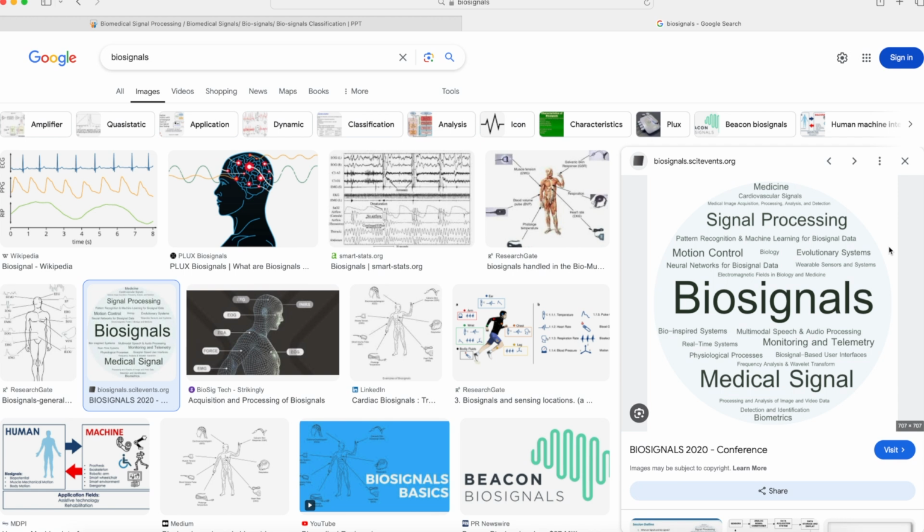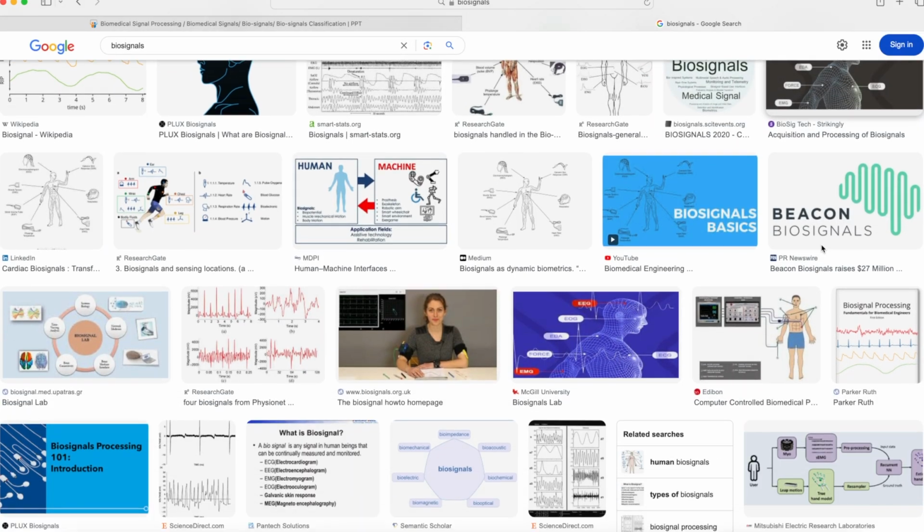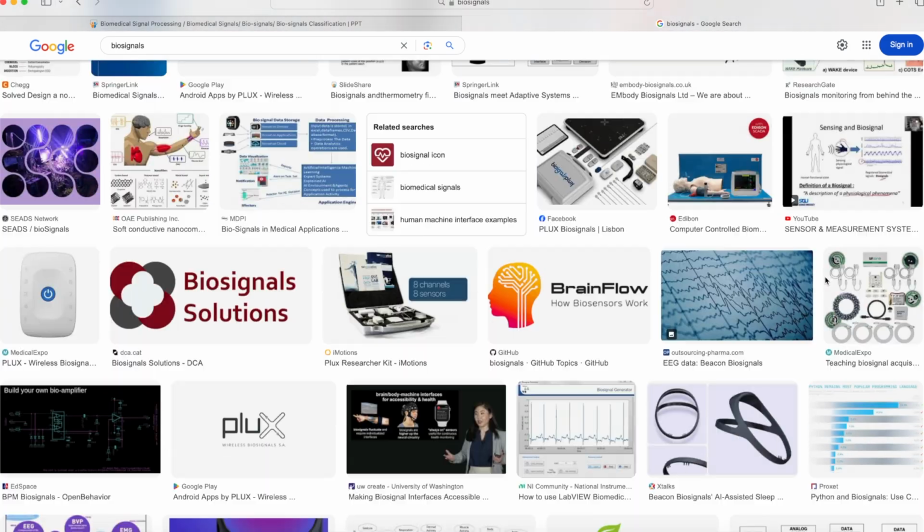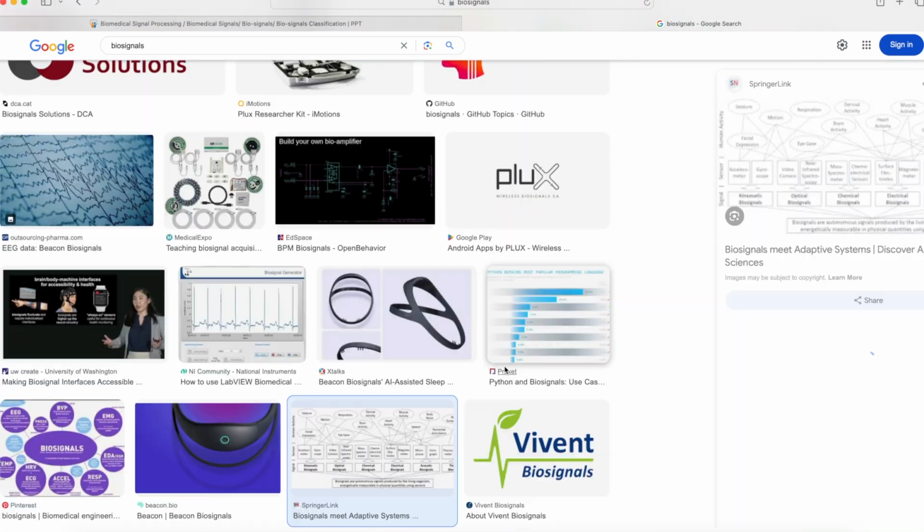Biosignals are something that is used in medicine, monitoring and telemetry, pattern recognition and machine learning for biosignals data, neural networks for biosignals data, and biometrics. Biosignals are something they use with biotelemetry. Let's have a look at this figure.